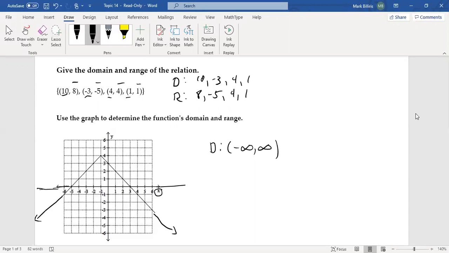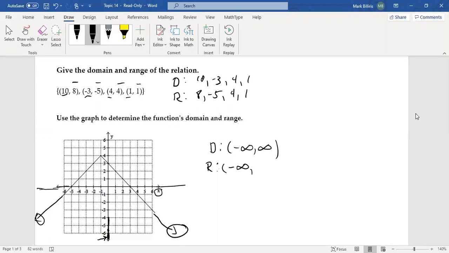Our range are our y values. How far down does the graph go? What's the lowest y value? And where does the graph stop as we move up the y-axis? So again, you're going to pay attention to the y-axis. How far down does this graph go? This graph continues down forever. So the smallest y value would be -infinity.